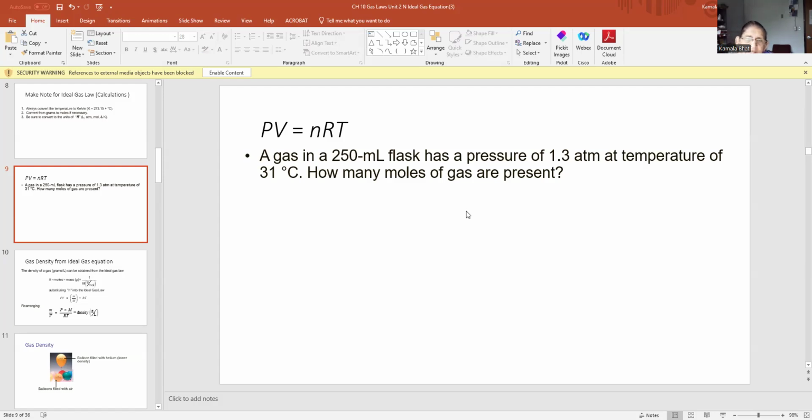The gas constant R is 0.08206 liter atmosphere per mole Kelvin, and then you can calculate the moles of the gas, because the moles of the gas, n, is equal to PV divided by RT. Substitute the values and you can solve the problem.